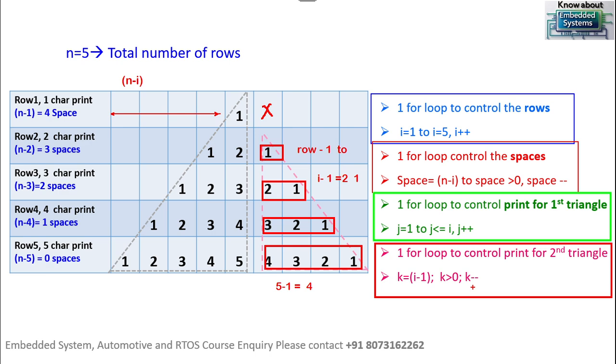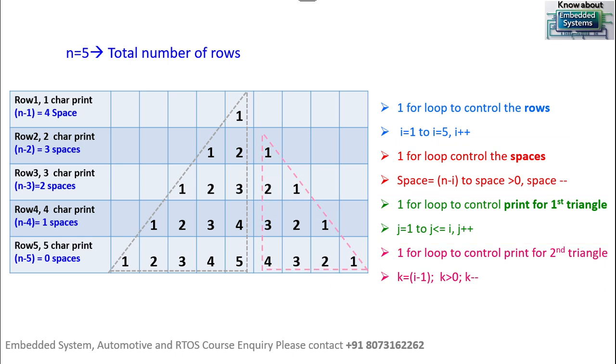I have to use 4 for loops: one for loop for controlling the row, one for loop to control the spaces, one for loop to control the first triangle characters, and one more for loop to control the second triangle characters to be printed. Right? I hope you're clear with the logic. Now I'll go to the coding part directly.